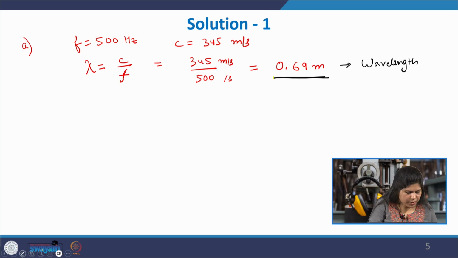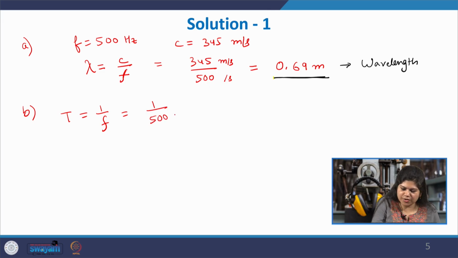Now, to solve for the time period T, it is simply 1 by f, or 1 by 500 hertz, which is per second. So, it goes up and it becomes seconds. What you get is 0.002 seconds. This becomes your time period T.